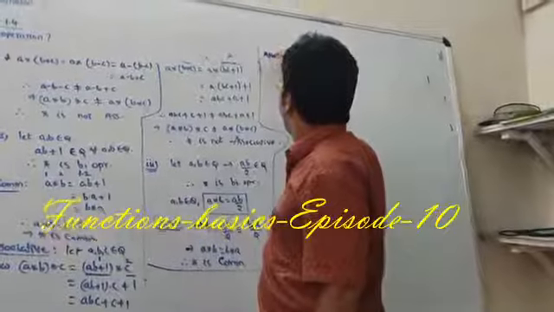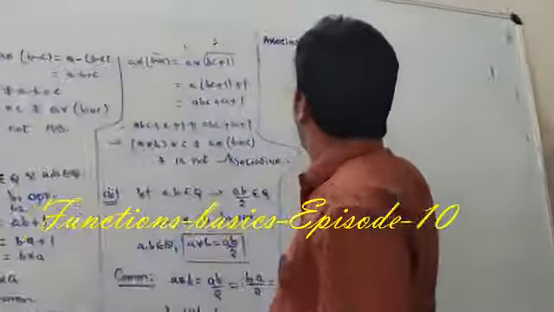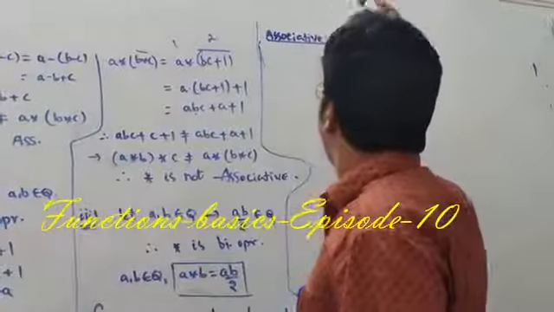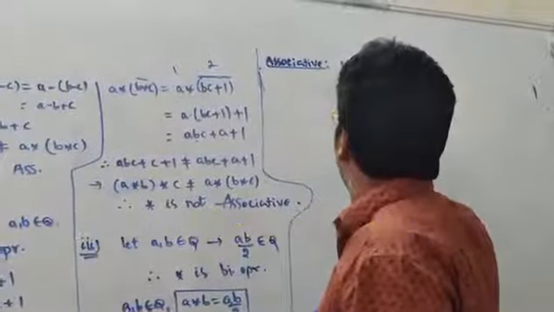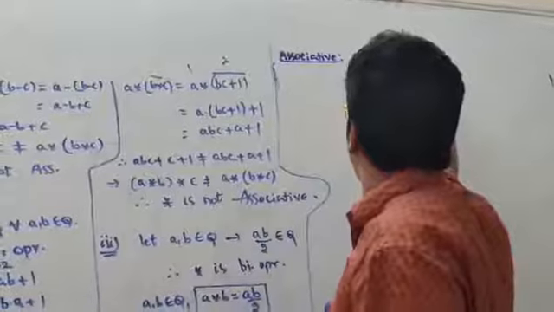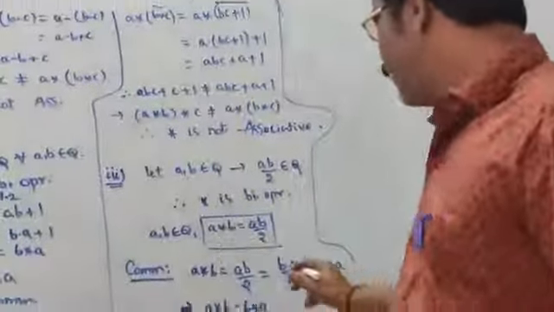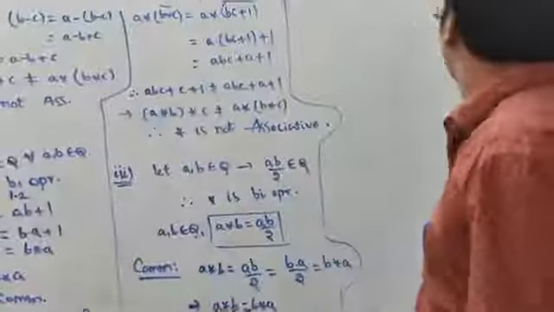Associative law. Let a, b, c belong to Q, the rational numbers.